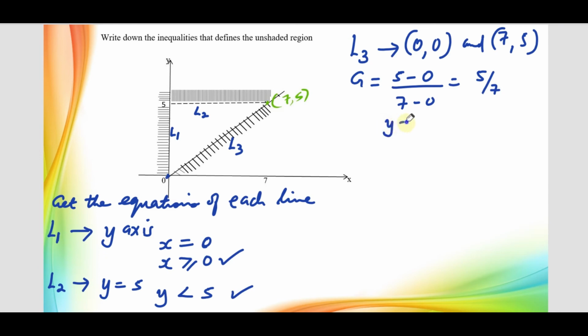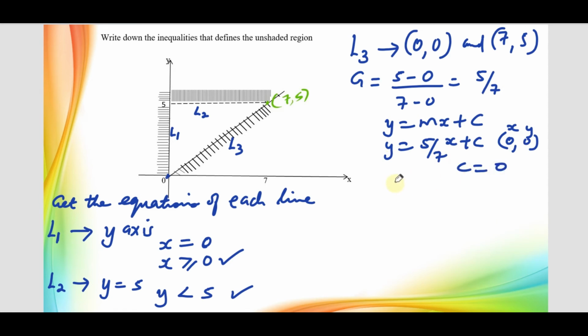So let's get the equation in the form y equals mx plus c. So we have y equals, gradient is 5 over 7, x plus c. Pick one of the points, either (0, 0) or (7, 5). Pick (0, 0). When you substitute x and y in this equation, you get c equals 0. Therefore, the equation is y equals 5 over 7 x. We can reorganize this equation, multiply both sides by 7. So you get 7y equals 5x. You can again rearrange: 7y minus 5x equals 0.